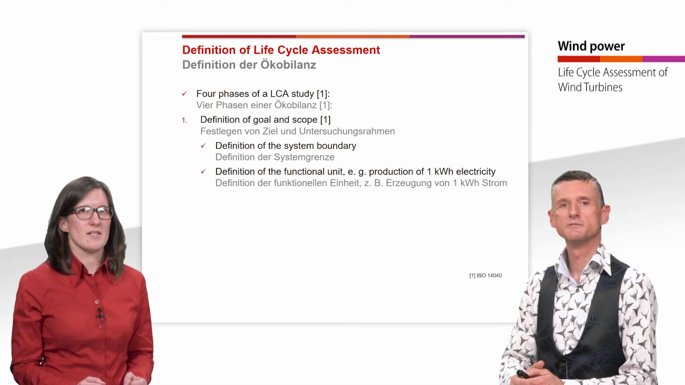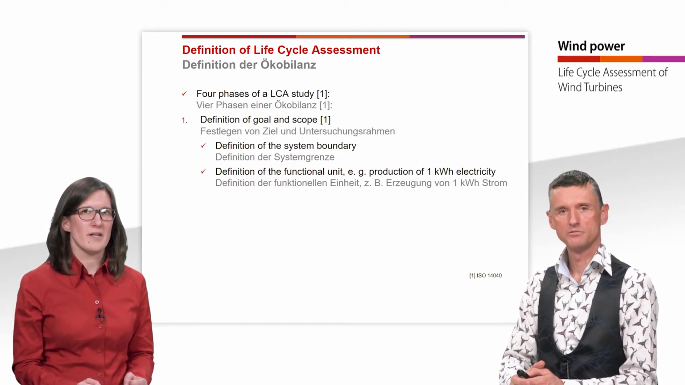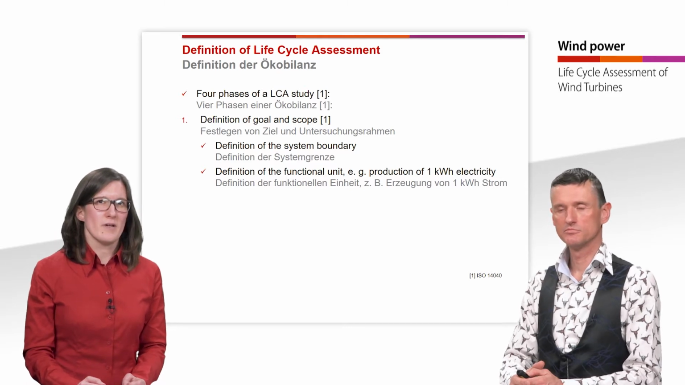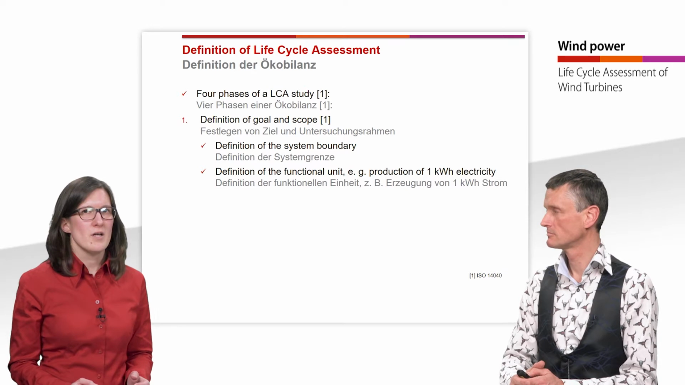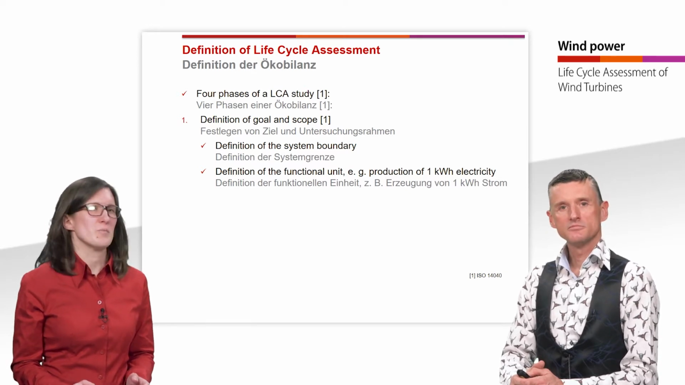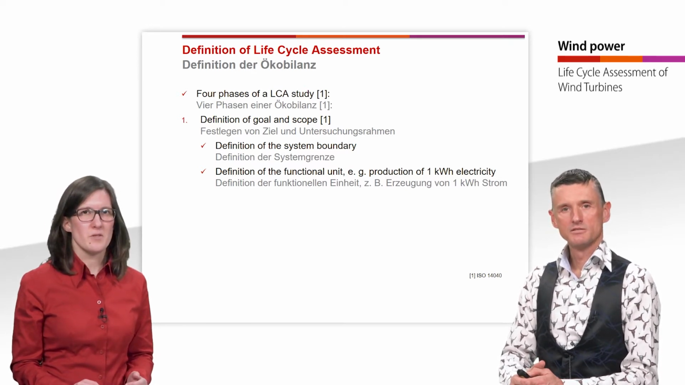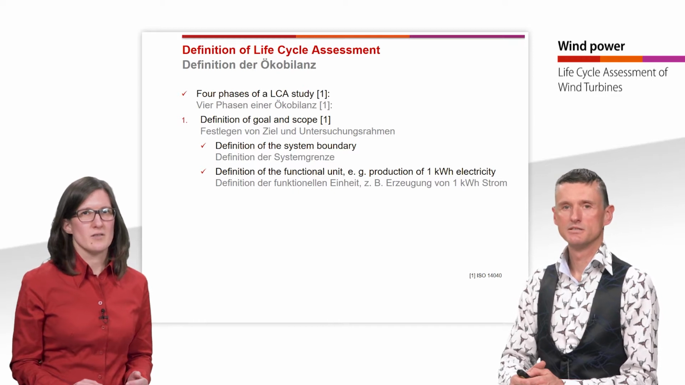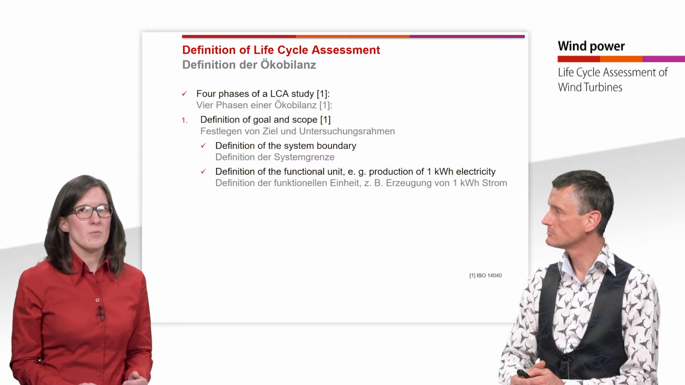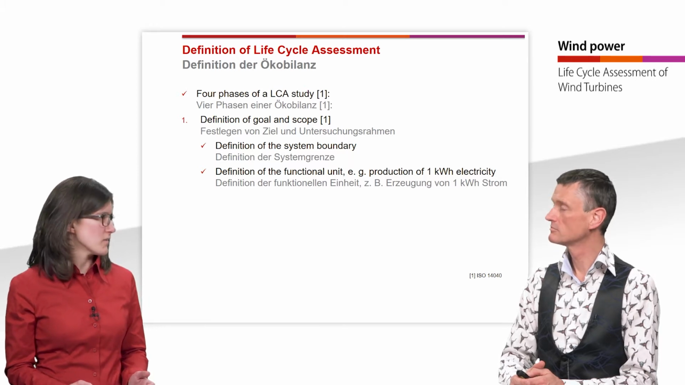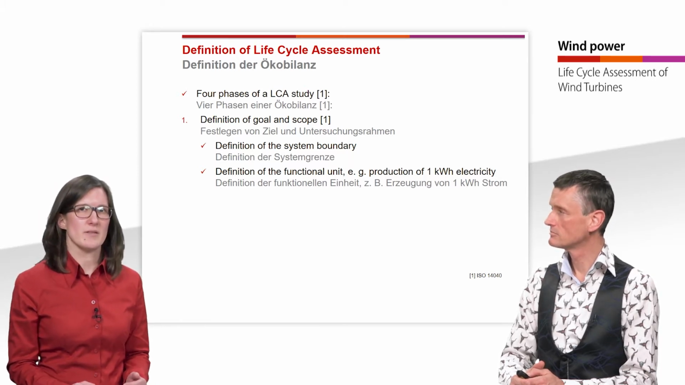A life cycle assessment consists of 4 phases. The first phase is the definition of the goal and scope. So first of all, the system boundary has to be defined. And afterwards, a functional unit has to be defined. For example, the production of 1 kilowatt-hour of electricity by a wind energy plant.